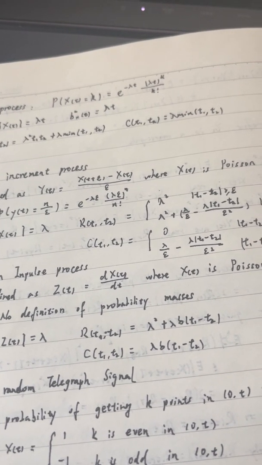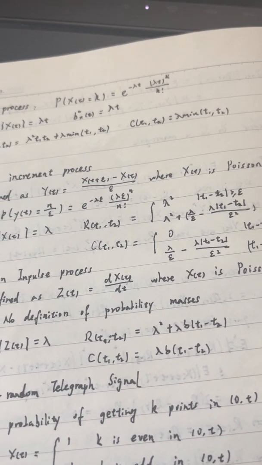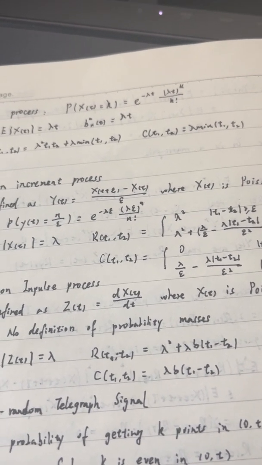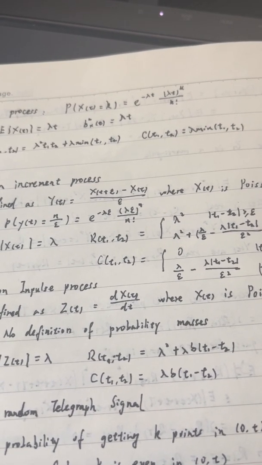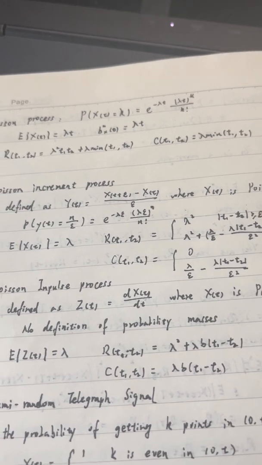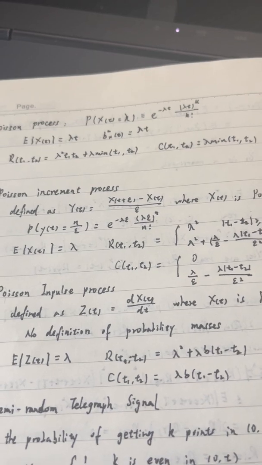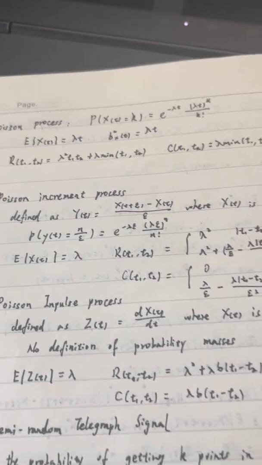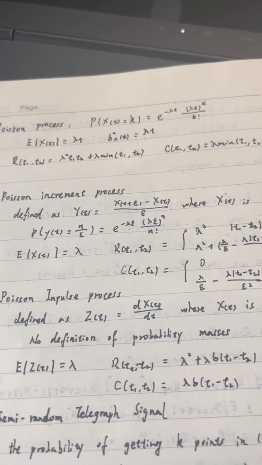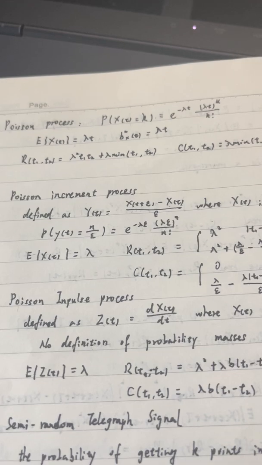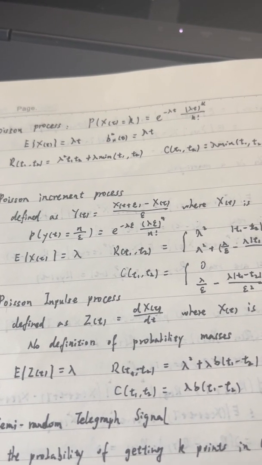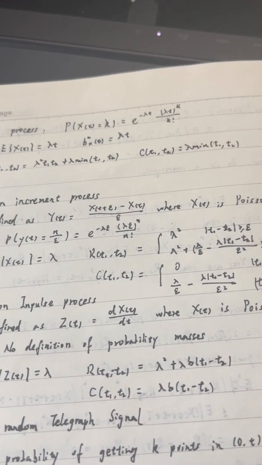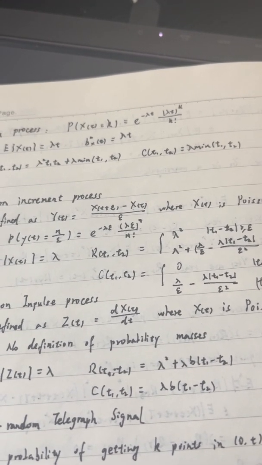So we define the Poisson process X(t) as follows: the probability that X(t) equals k is equal to e to the power of minus lambda t, times lambda t to the kth power, over k factorial, and the expectation and also the variance of the Poisson process are both lambda t. These are special properties. The autocorrelation is equal to lambda squared t1 t2 plus lambda times the minimum of t1 and t2.